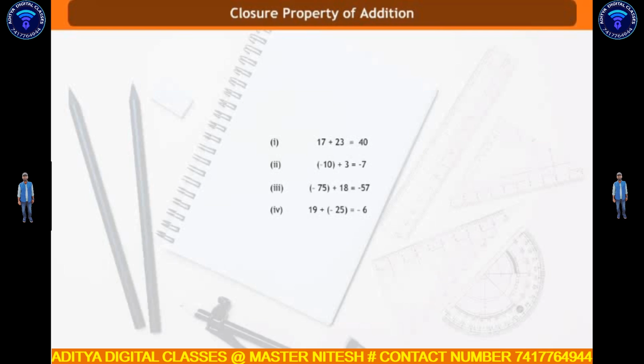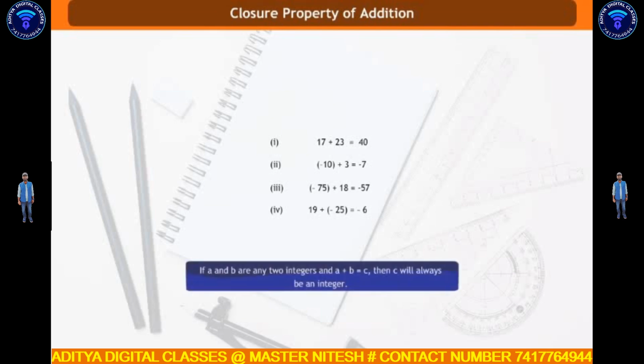Is the sum of two integers always an integer? Yes, this is true for all integers. That is, if a and b are any two integers and a plus b is equal to c, then c will always be an integer. Thus, we can say that all integers are closed under addition.